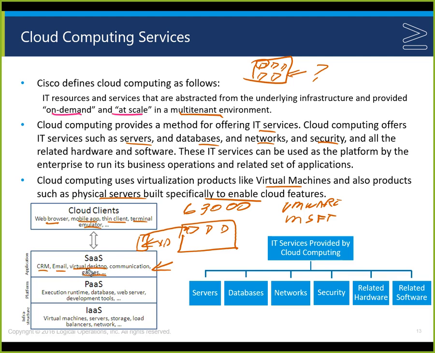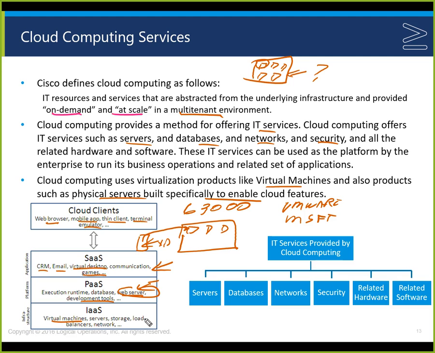Gmail, email. Gmail is in the cloud somewhere. Platform as a service: database, web server, development tools. I help maintain a website for a club, and we have a web server at 1&1. So it's a platform as a service. The platform is the web server. And then infrastructure, virtual machines.